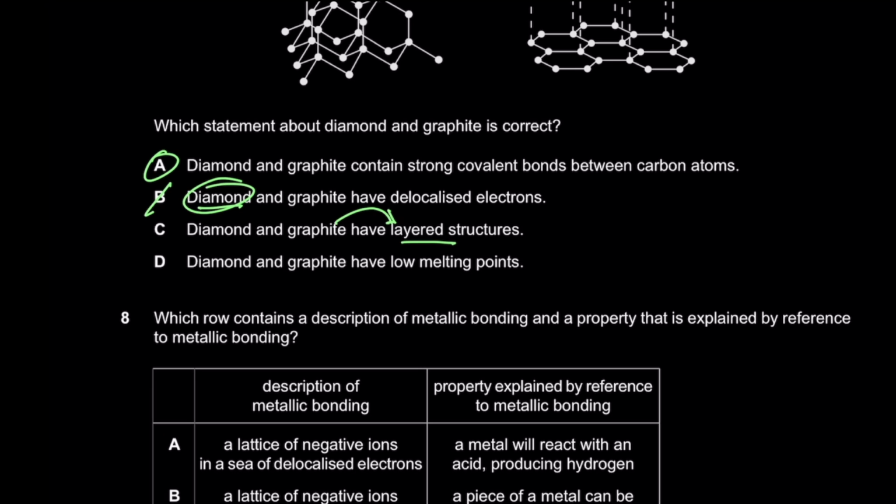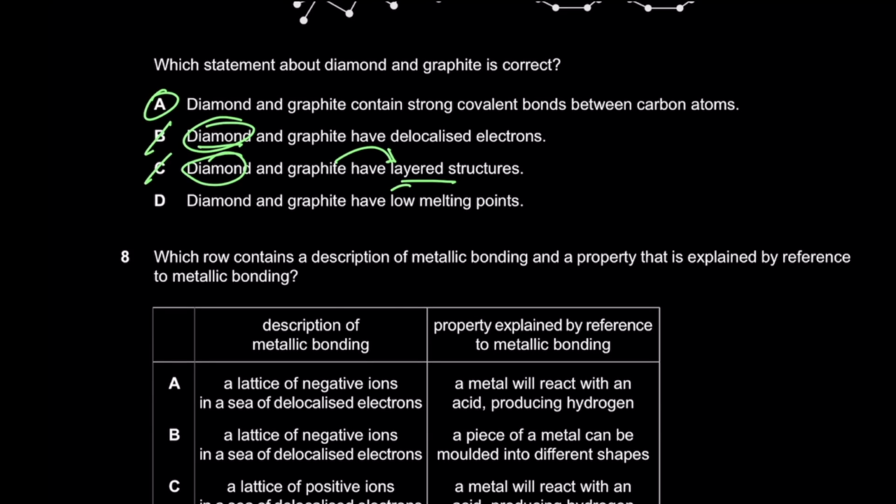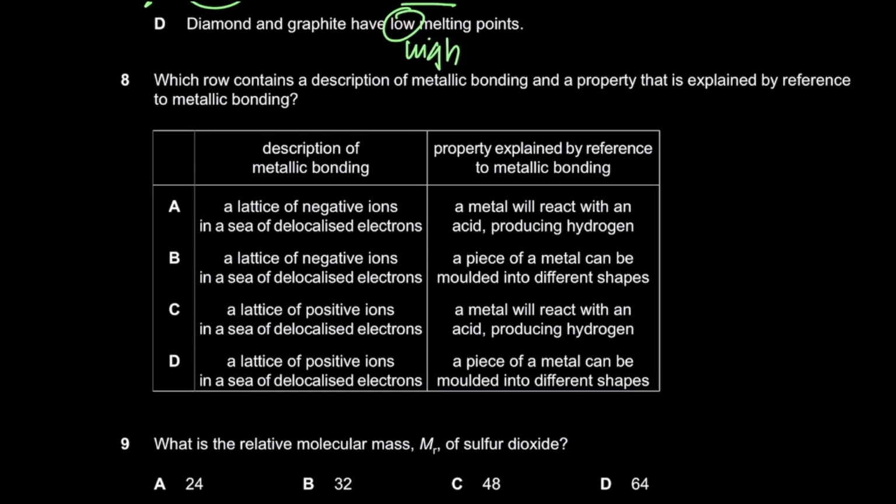No, sir. Only graphite has a layered structure. Diamond doesn't have any layered structure. Graphite and diamond have low melting points? No, they have high melting points. Why? Because it's not a simple covalent molecule, it's a giant covalent molecule or a giant covalent structure.